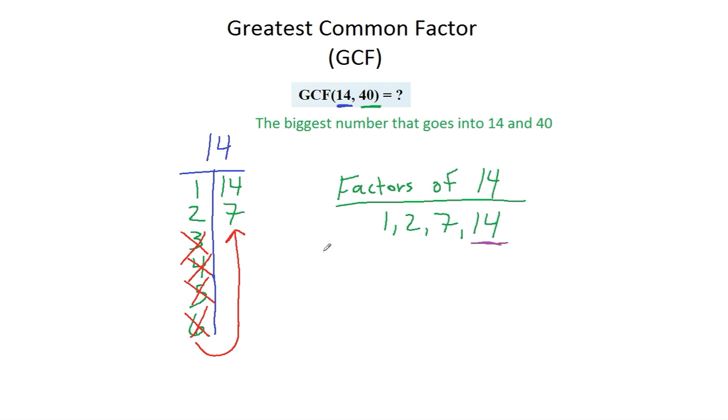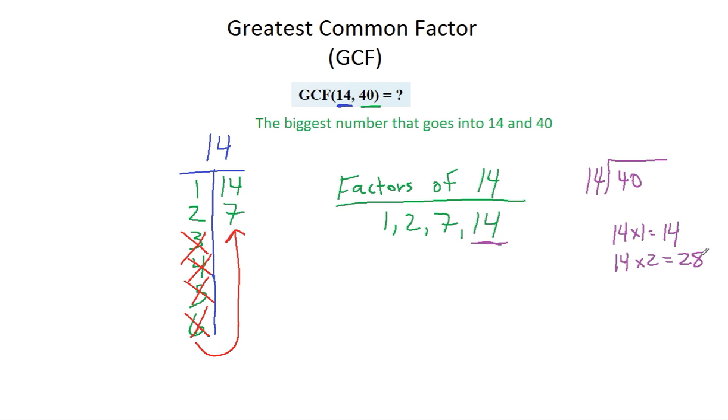Does 14 go into 40? Well, we could do multiplication by 14, or we could do division. We could say 14 times 40, but actually that's going to be tough. Let's see here. 14 times 1, this might be better. 14 times 1 is 14. 14 times 2 is 28.